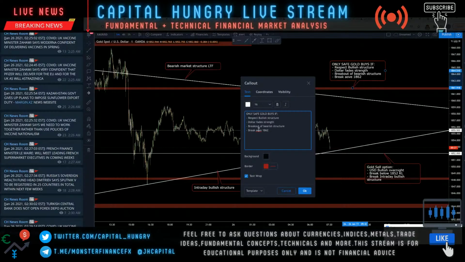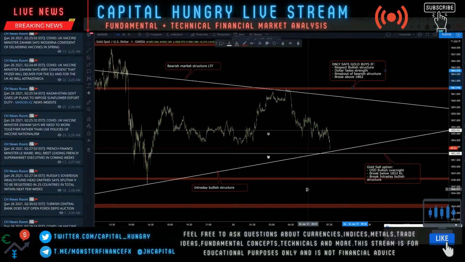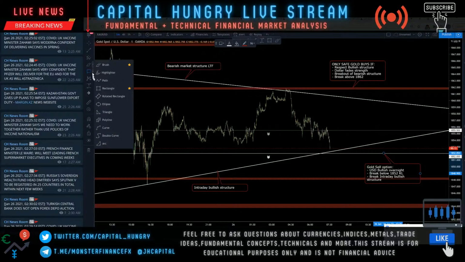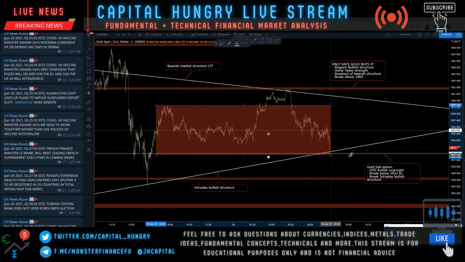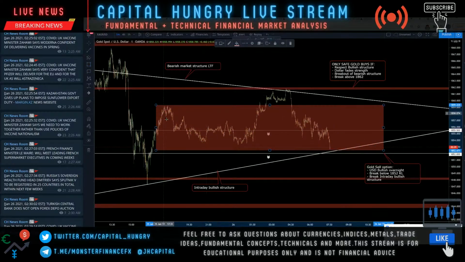I'm primarily more in the sell bias on gold, but I just need the confirms that we can break below 1852 key level, as well as this bullish market structure on the intraday. I do not want to play in this range. Like this little messy range gold can enter. I do not want to play any guessing games in this range.